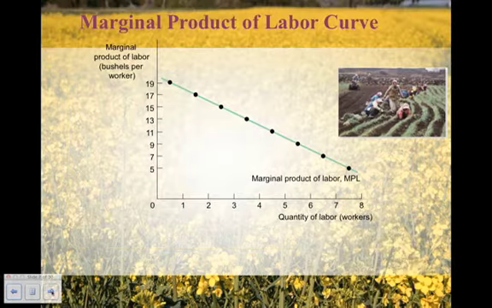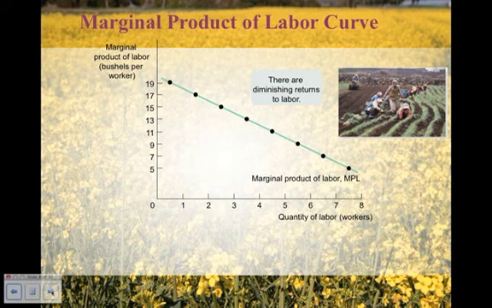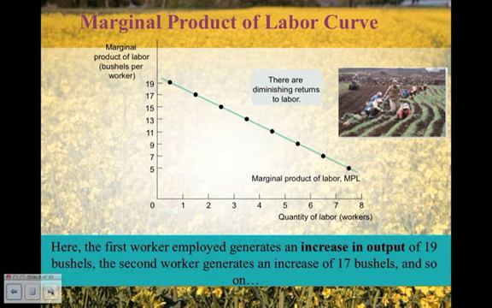So there you are. The marginal product of labor, this is taking that third column again that we saw for George and Martha's farm. And so you can just see that it's downward sloping there, the marginal product of labor, and what one worker can do and what 2 workers can produce and 3 workers and so on. And again, that's due to diminishing marginal returns. And the first worker employed generates an increase in output of 19 bushels, and the second worker generates 17, and so on.